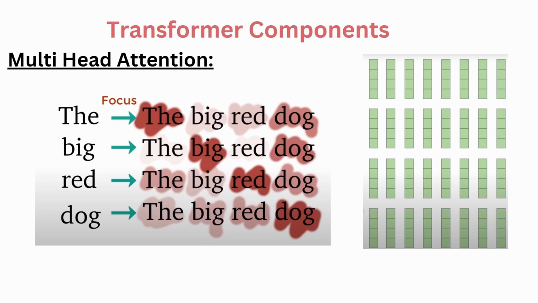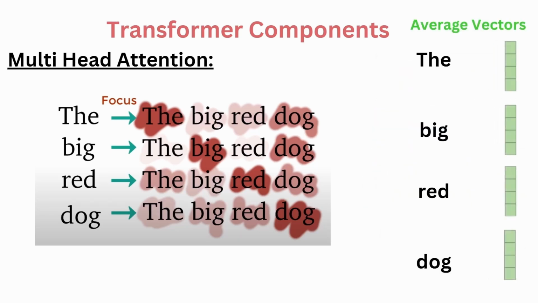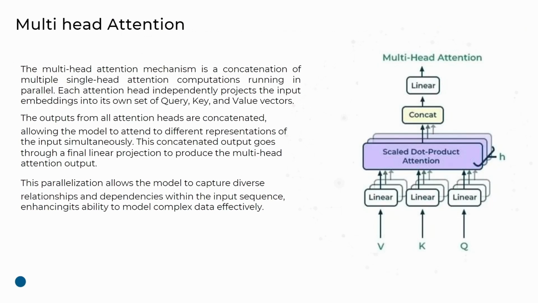So after each head has computed its attention, the results are concatenated together and passed through a final linear layer. This process combines the diverse insights from each head into a unified representation that carries richer information than any single attention mechanism could. So that was the main objective of using multi-head attention.